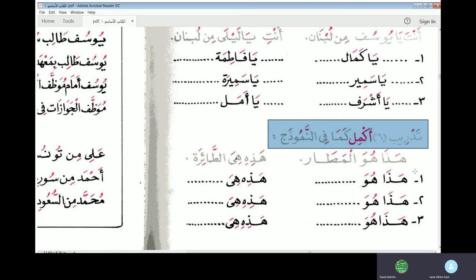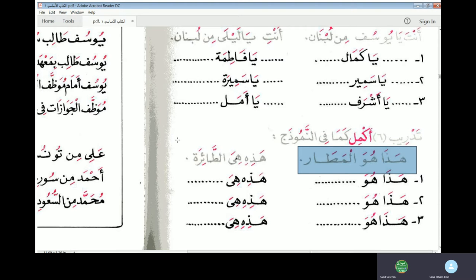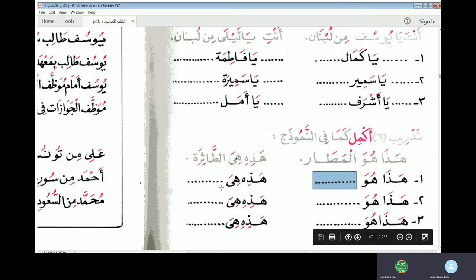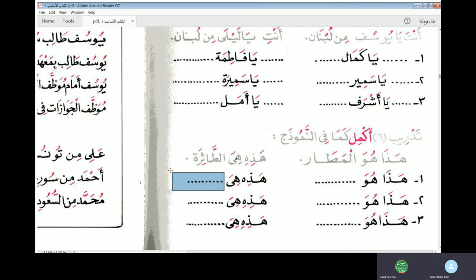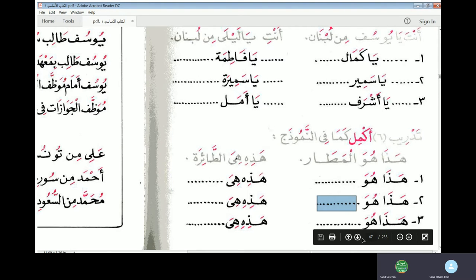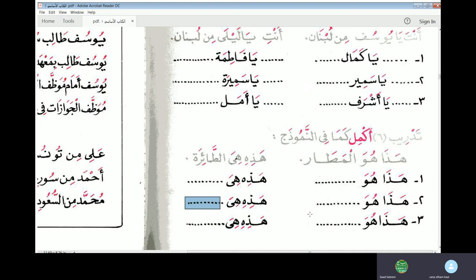Tadribus sadis. Akmil kama fin namuzaj. Complete like in the example. Hada huwal matar. Here is the airport. Hadihi hiya ta'ira. Here is the aeroplane. Hada huwal jawaz. Here is the passport. Hadihi hiya khittatu, or something related to airport. You can use any feminine word. Okay. Hadihi hiya khitta. Here is the cat. Hada huwal kalb. Here is the dog. Hadihi hiya Khadija. No, it's better to use some other word.